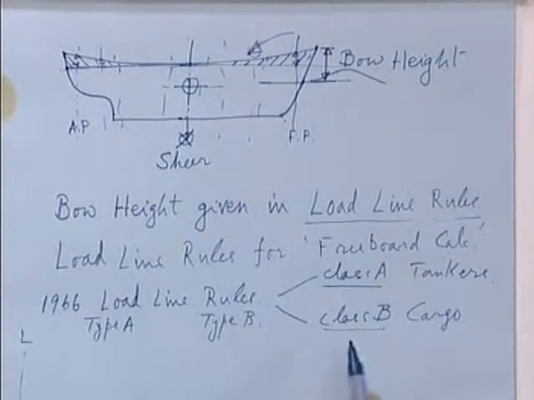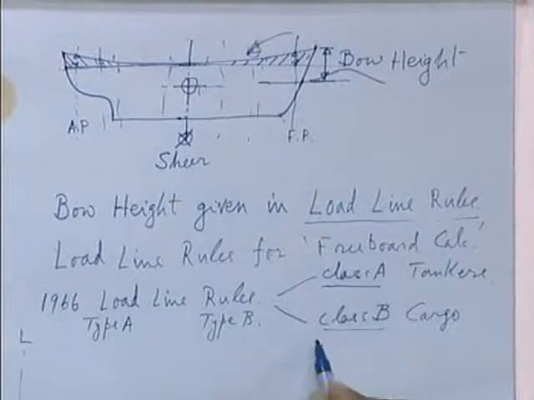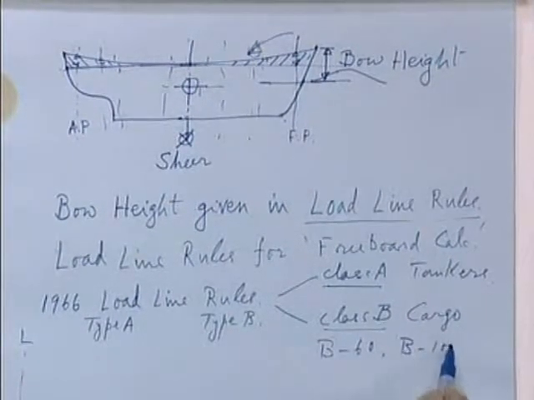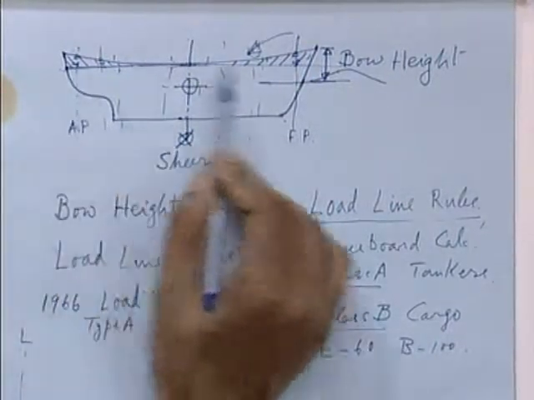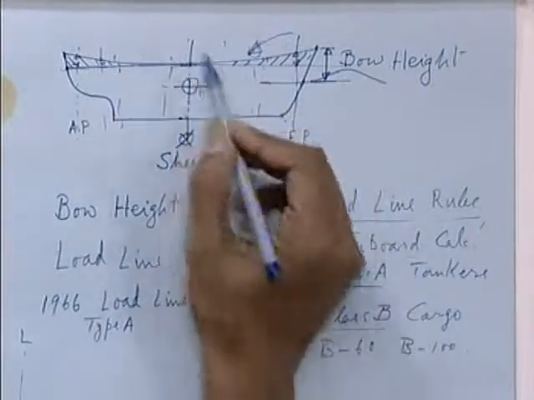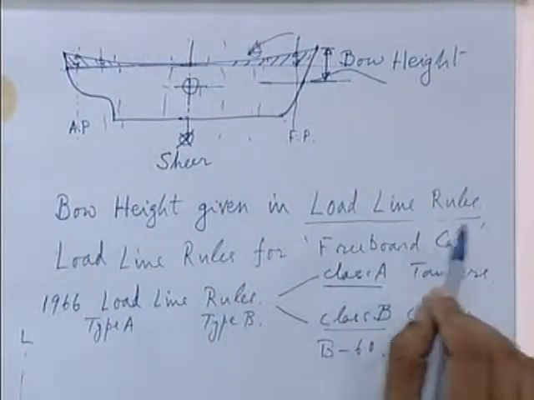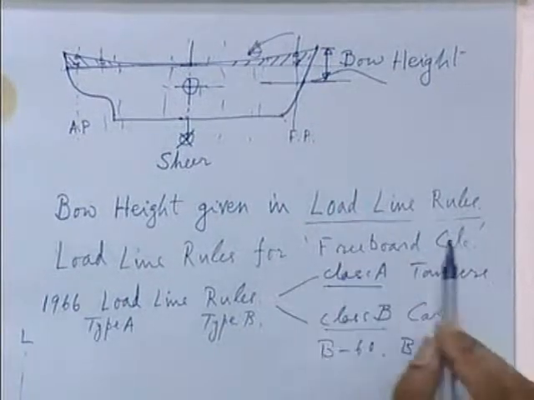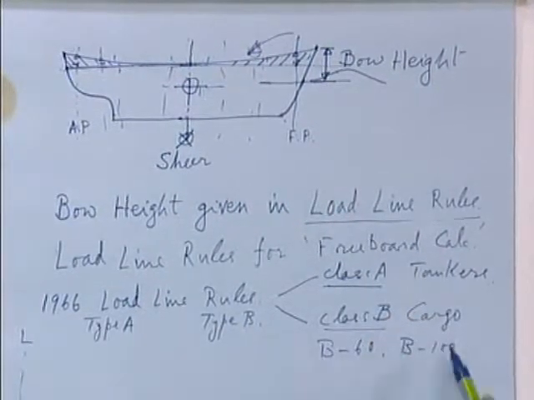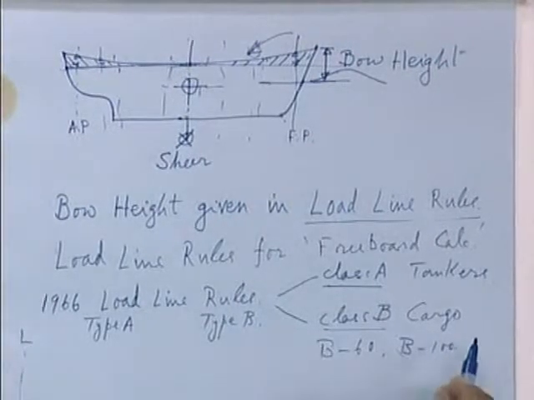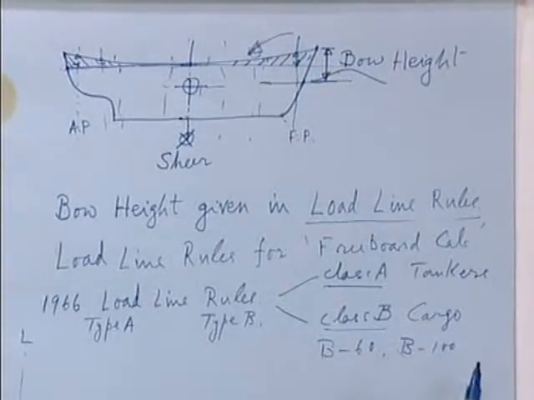So, again you have other freeboard, of course, we will call B60 freeboard, then you have B100 freeboard, etc. B100 will be the same as the tankers. That means the cargo ship is designed with openings or extent of openings in such a way that it is considered to be as safe as a tanker. So, it is given some concession, and we say that it is a B100 type freeboard ship, cargo ship.